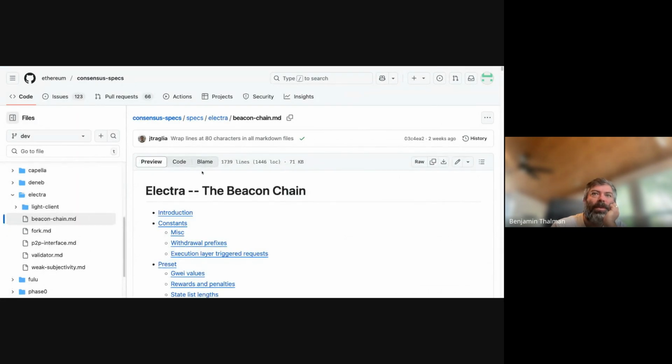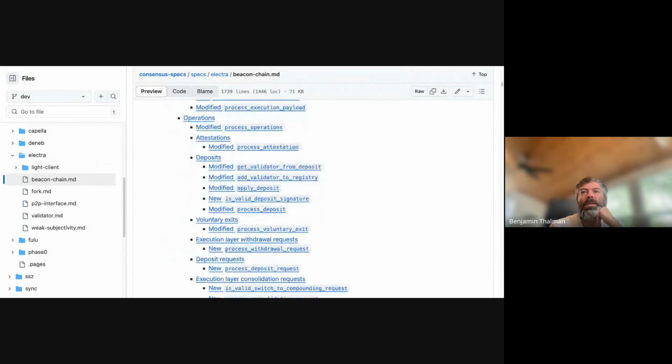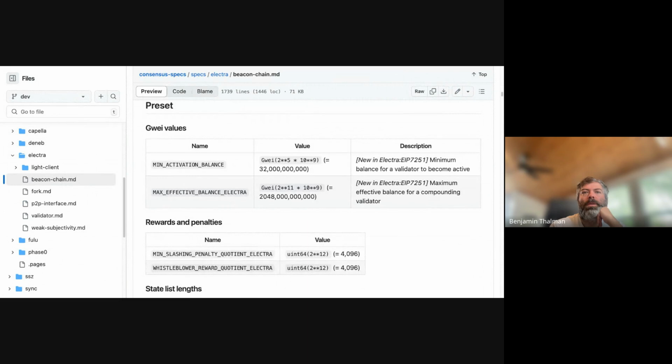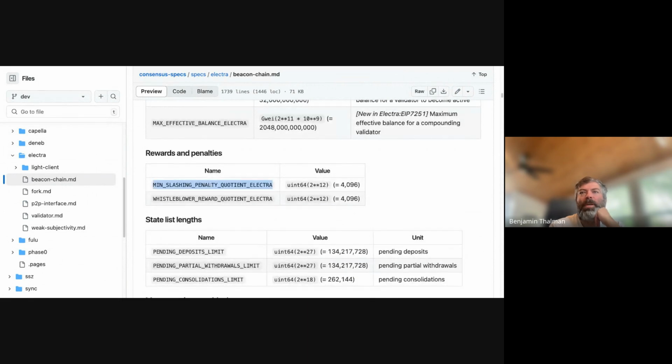If we scroll down, we can see min slashing penalty quotient Electra. It's now 4,096. So 1/4096th of a validator's balance. Now, to be honest, I'm not 100% on the reasoning for this. I believe it has to do with consolidating validators.